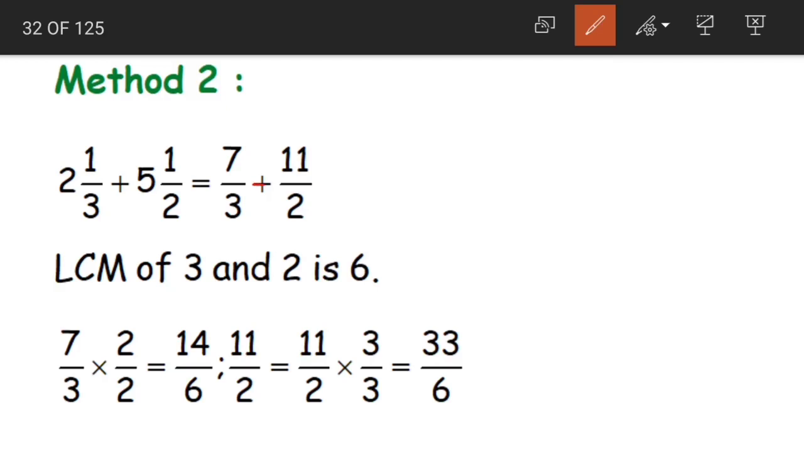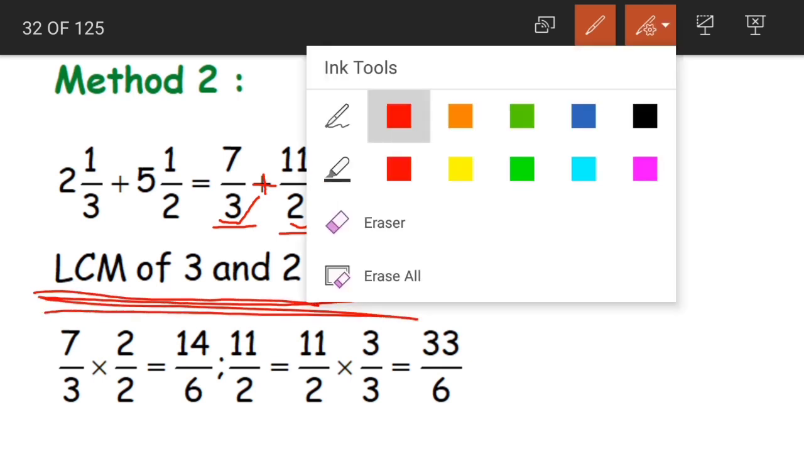Now what should we do with these fractions? We need to add. We need to find out the sum. Now again we have two unlike fractions here. What are they? 7 by 3 and 11 by 2. Their denominators are 3 and 2. So we need to find out the LCM. Again, as we did in the previous problem as well, the LCM of 3 and 2 is 6.